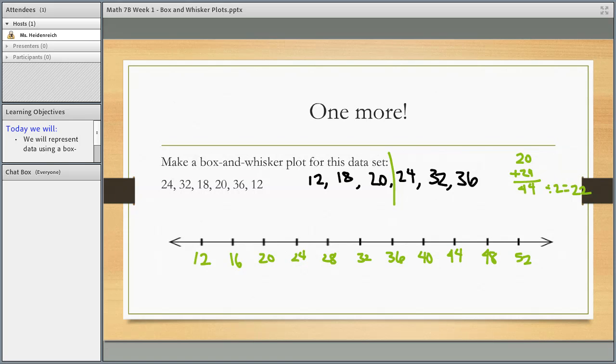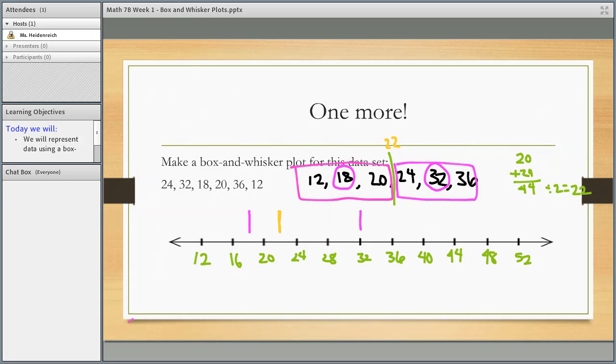Okay, so at 22, I've got my median, so I'm going to identify that with a line. Now I'm going to look at the lower half of the data set, right here. Notice that 22 was that median, so that's the number that I'm not including. For my lower quartile, my middle number is 18. So I'm going to put a line on my box and whisker plot there. Then I do the same thing for the upper half. I find my upper quartile, or Q3, which is 32. So there's a line here for my box and whisker plot.